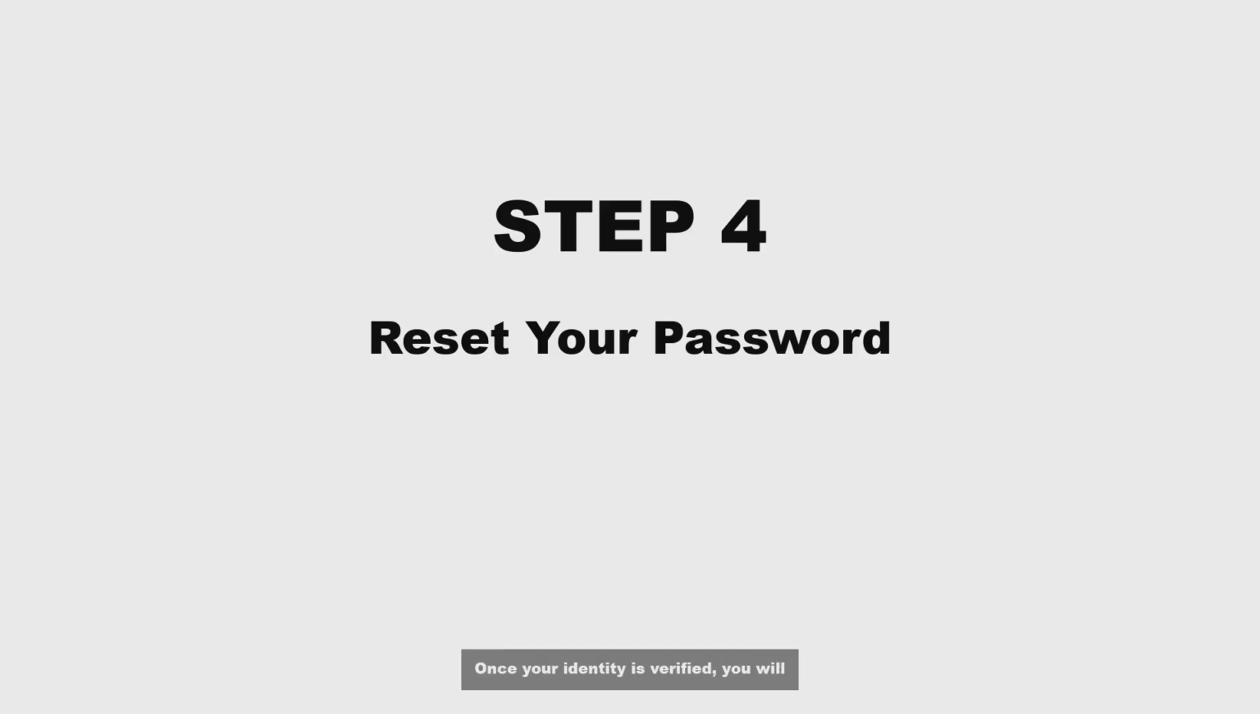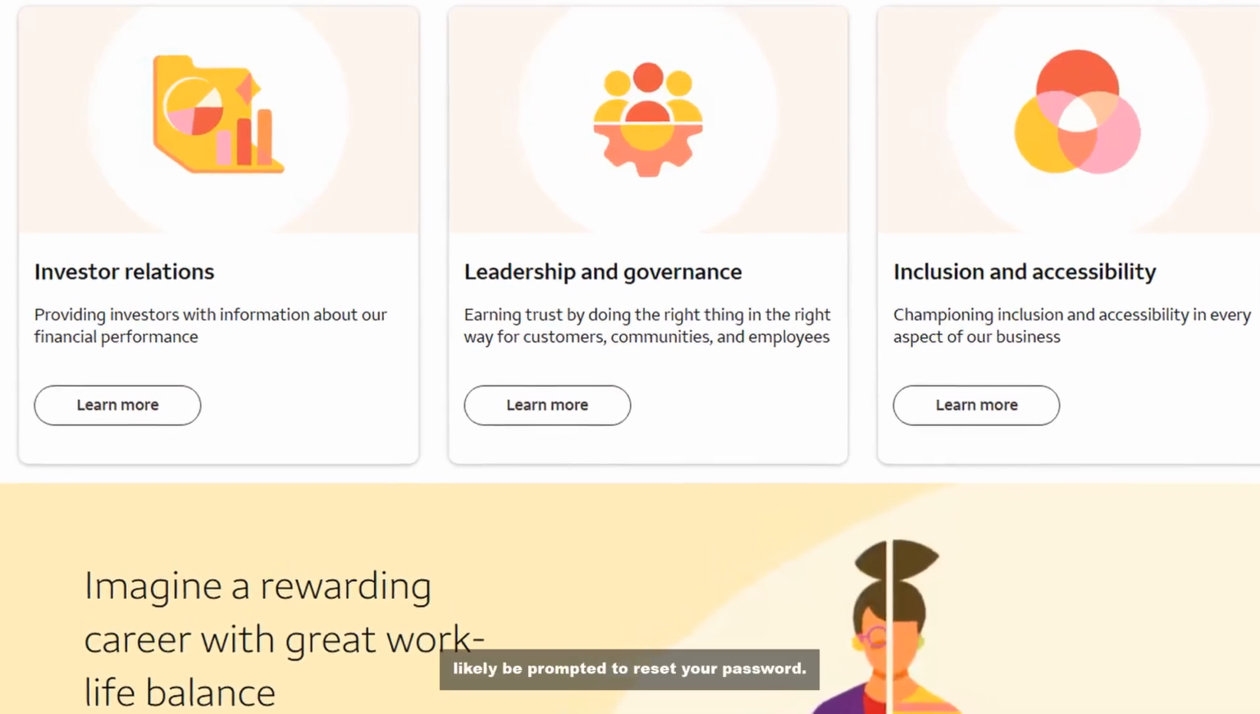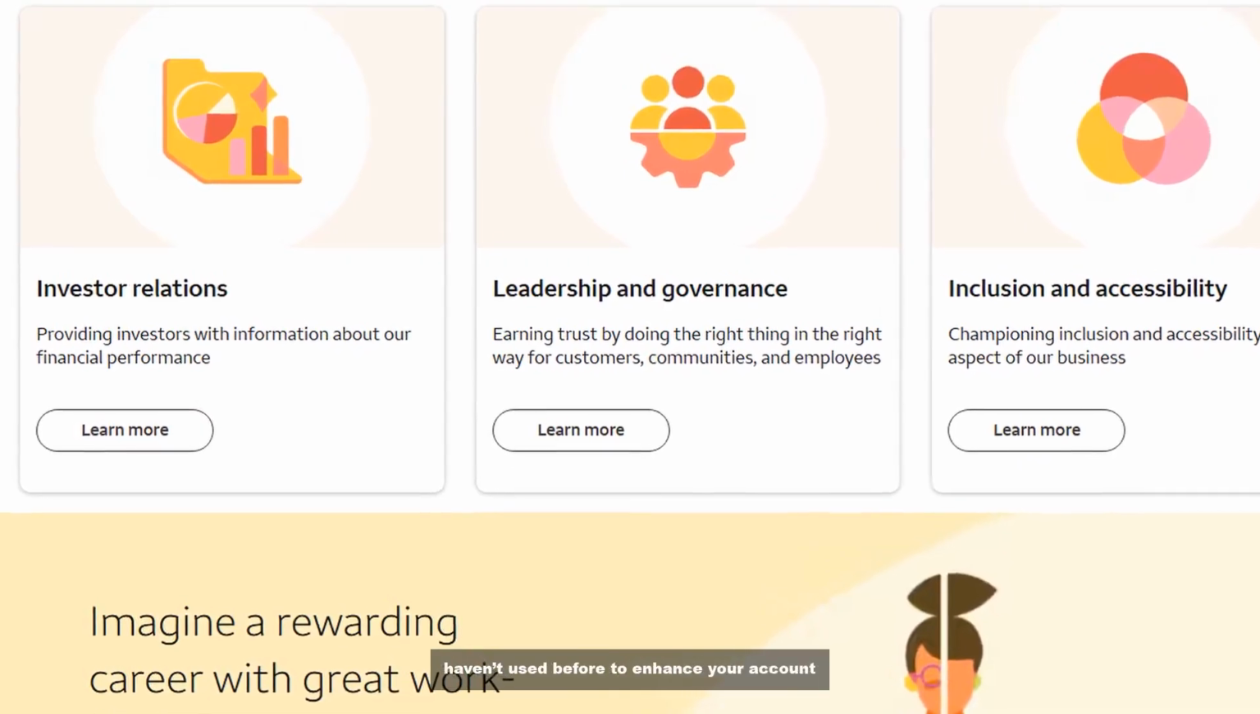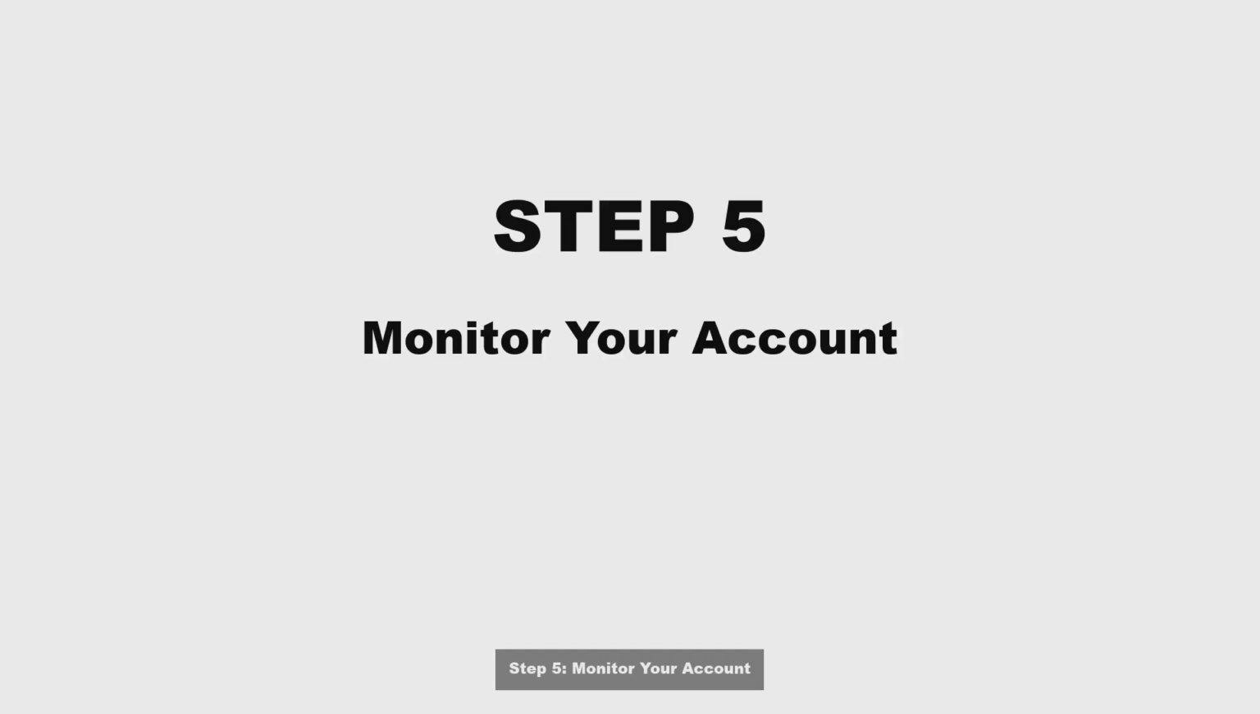Step 4. Reset your password. Once your identity is verified, you will likely be prompted to reset your password. Choose a strong, unique password that you haven't used before to enhance your account security. Step 5. Monitor your account.